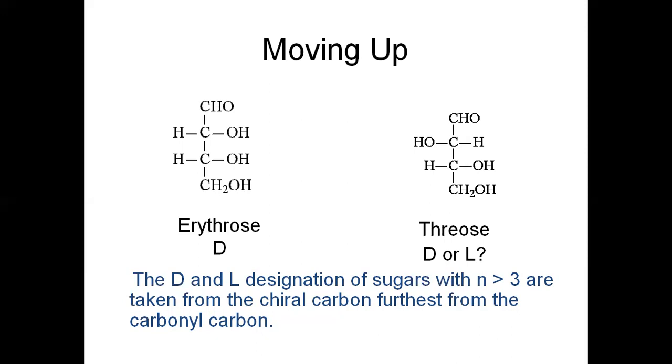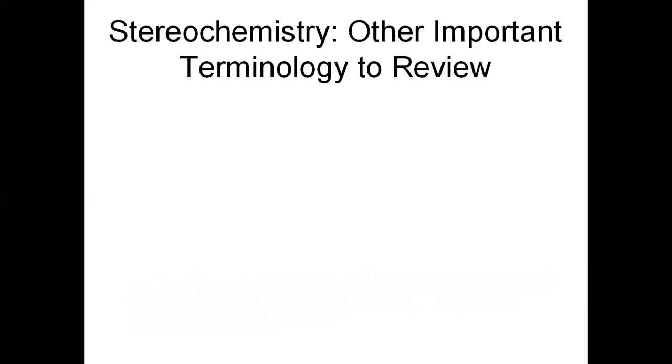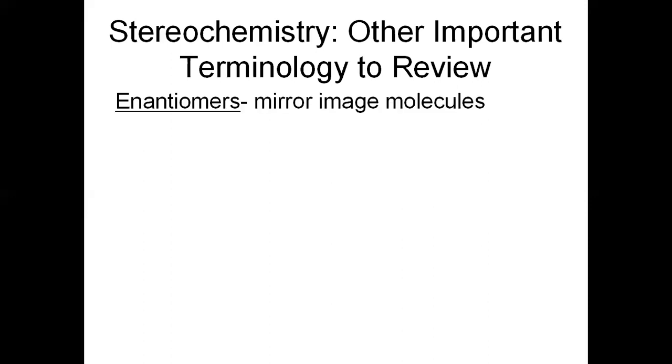This is an opportune time to note that nature uses almost exclusively D sugars. There are a few other terms used in stereochemistry which we should review, and they're not used heavily, but they must be touched on. Enantiomers are mirror image molecules, and very importantly, a D and L sugar are enantiomers of each other.